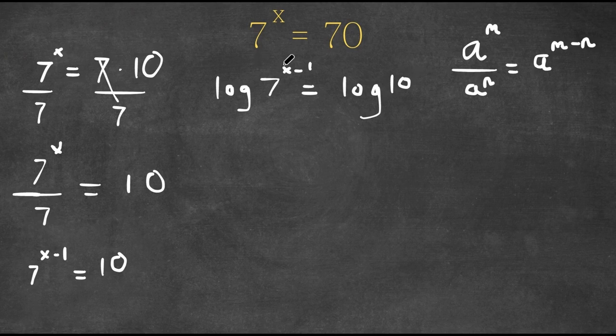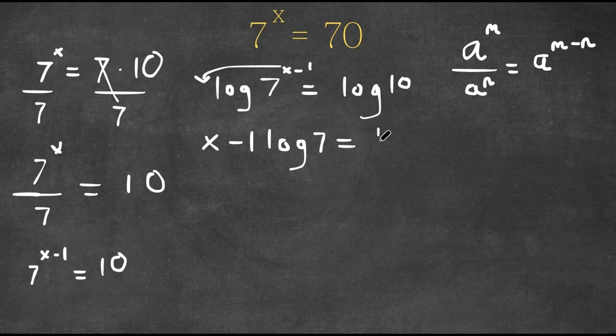Now, the power property of logarithm states that I can actually move this exponent here to the front of the log. So now this would be x minus 1 log 7 is equal to log 10.